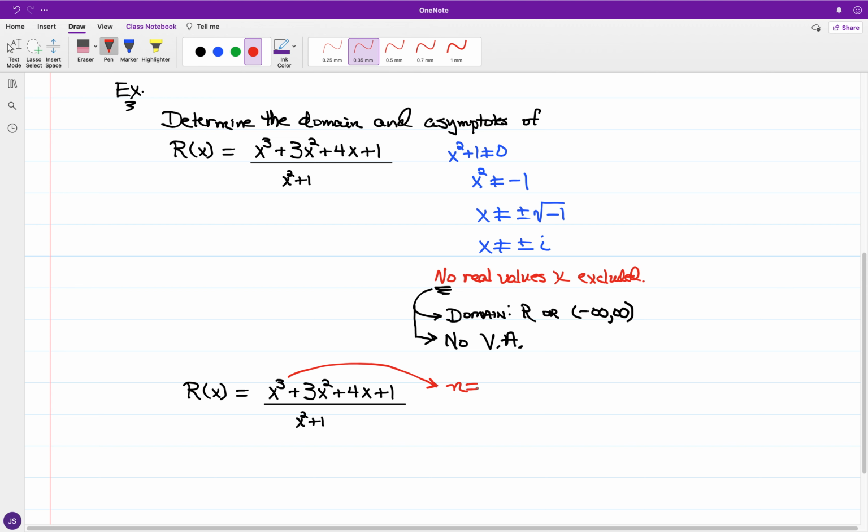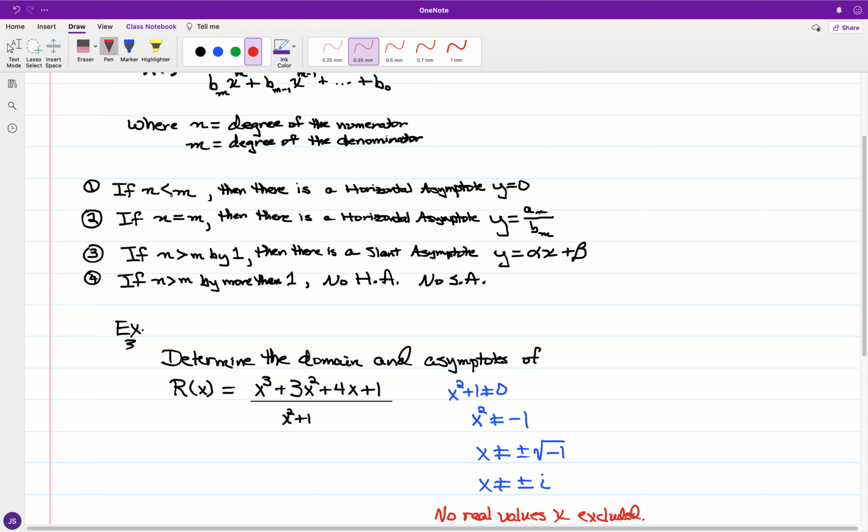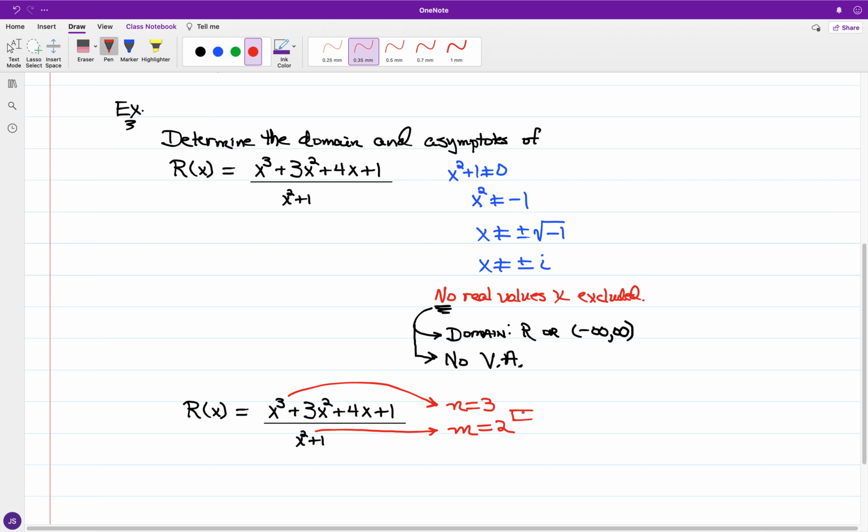So the degree of the numerator, n, is equal to 3. And for what we have in the denominator, the higher degree term is x squared, so m is equal to 2. So we have n at 3, m at 2. The first case does not apply since 3 is not less than 2. 3 does not equal 2, so the second case does not apply. But we do have that 3 is greater than 2, and the difference is going to be 1. So 3 is greater than 2 by 1, so there's going to be a slant asymptote. So we're going to have the third case apply.